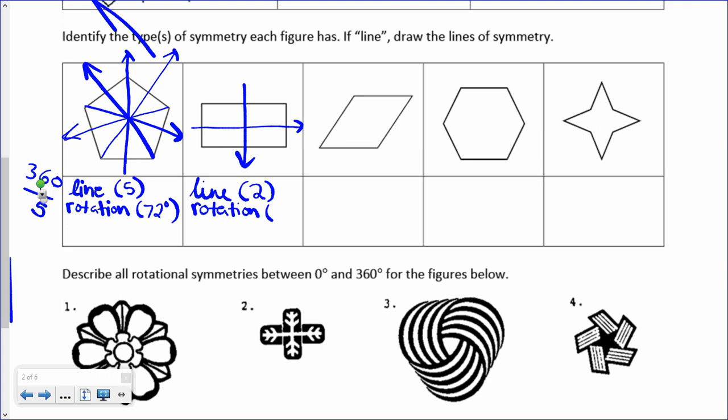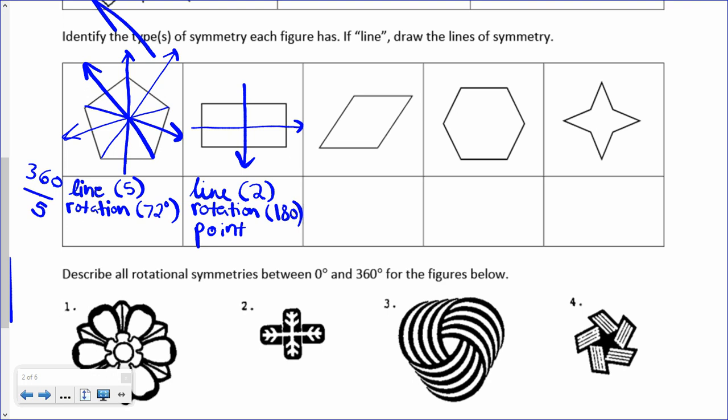If you turn the rectangle like this, see how it's now upright? That doesn't look the same as this one. It's flat. So you have to turn it all the way 180. So it has rotation symmetry of 180 degrees. What does that imply? It has point symmetry. Because remember, if it has 180 degree rotation symmetry, that means it also has point symmetry.